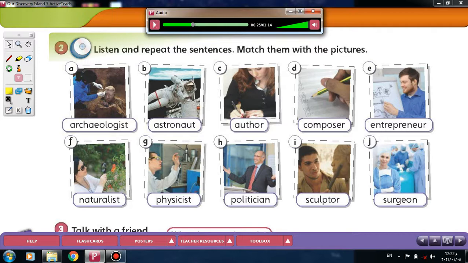Exactly. Who is the astronaut? Somebody who goes to space and discovers things, walks on the moon, discovers new soils there, discovers new planets, and so on. Okay?